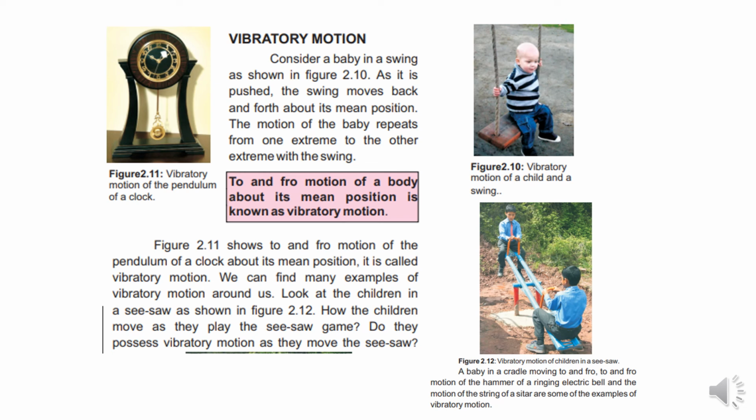Figure 2.11 shows the to and fro motion of the pendulum of a clock about its mean position. It is called vibratory motion. We can find many examples of vibratory motion around us. Look at the children on a seesaw as shown in the figure. How do the children move as they play the seesaw game? Do they possess vibratory motion as they move the seesaw?